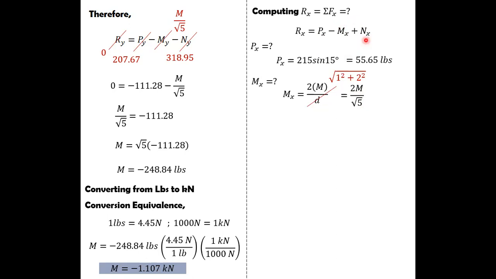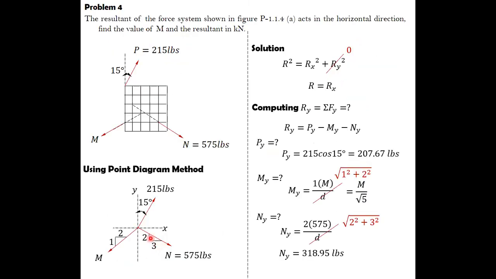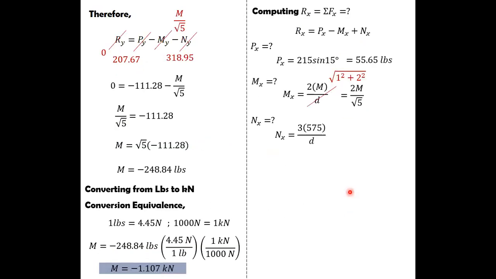Okay, now lastly is the third term which is the x component. So definitely, ratio and proportion uli siya kasi the direction is in terms of slope. So that is 3 multiplied by 575 over the hypotenuse side of the slope. This is going to be the equation. And then D is definitely computed using Pythagorean theorem. So that is equivalent to 478.43 pounds.